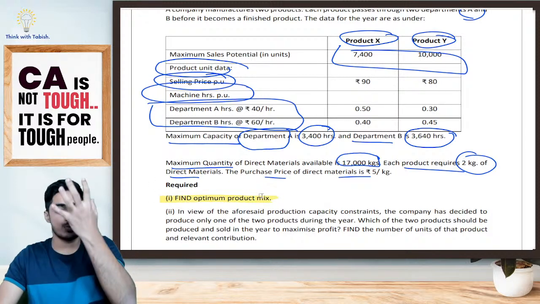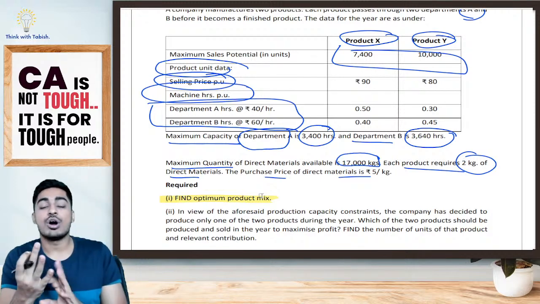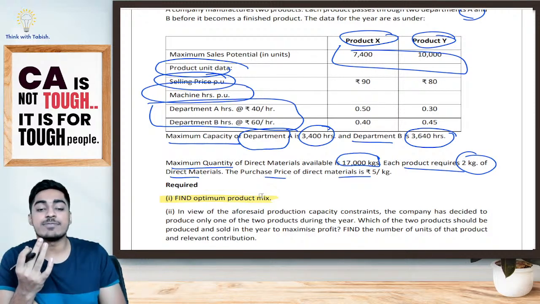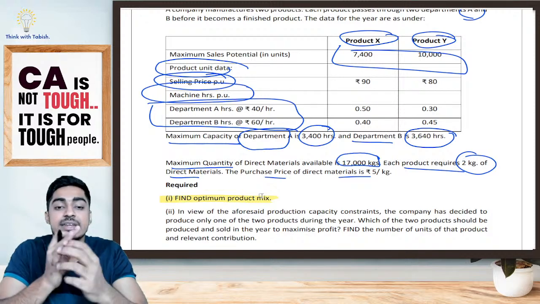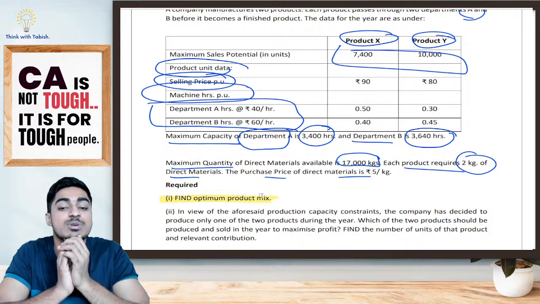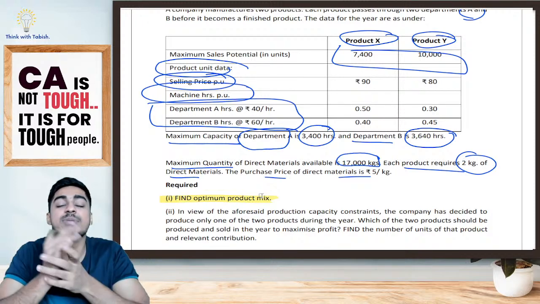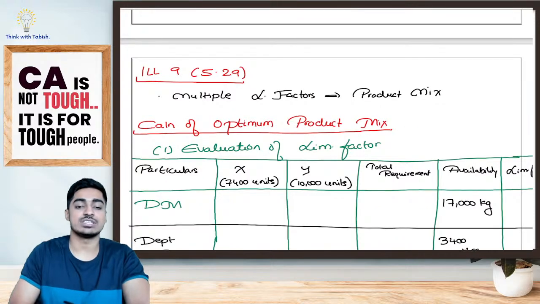Optimum product mix. We want to produce X also, Y also. How many units should we produce? Again, on the overview, what all limiting factors are there? Yes, first, direct material seems to be a limiting factor. Department A hours seem to be a limiting factor. Department B hours also seem to be a limiting factor. So we have multiple limiting factors. How do we take a decision? Let us look at this question.